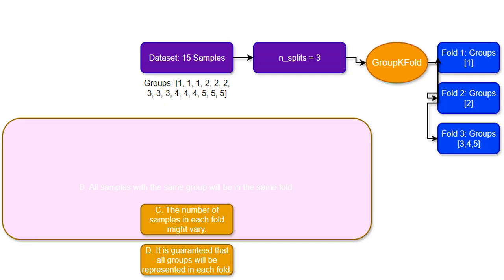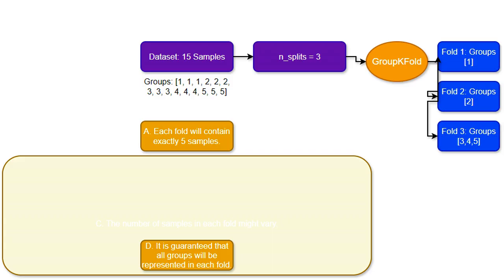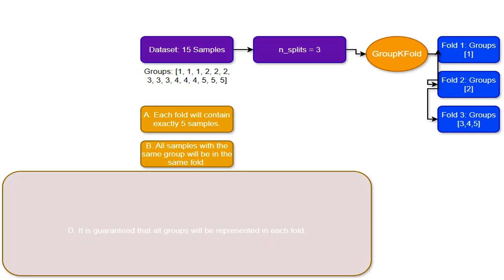This is true, it is the defining feature of GroupKFold. Samples in the same group are kept together, preventing them from being in different folds and potentially causing leakage of information. This statement is false in this specific example. Each fold contains precisely 3 samples. However, if group sizes were unequal, this statement could be true. This is false. While all groups are present across the 3 folds, not every fold contains all groups. For example, fold 1 contains only group 1. Only statement B is completely correct.